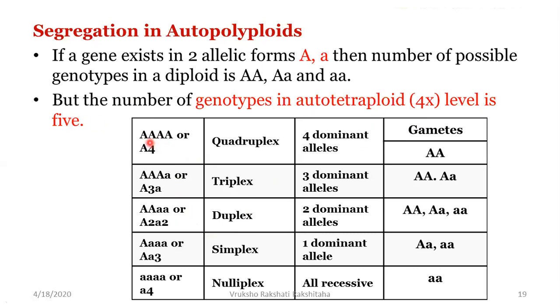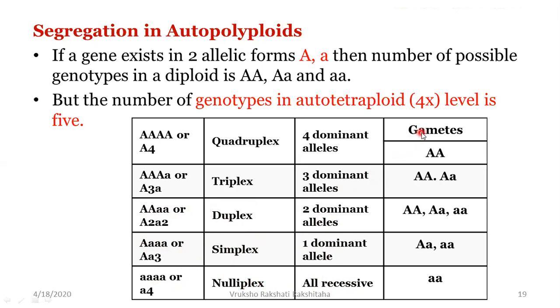You can see capital A, capital A, capital A, capital A. There are four dominant alleles, and when four dominant alleles are present, it is called quadruplex. Then there are three capital A's and one small a. It is called triplex, having three dominant alleles. If it has two capital A and two small a, it is called duplex, with two dominant alleles. Now there is only one capital A and three small a. It is called simplex, with only one dominant allele. And if there is no capital A at all, and all four are small a, that is, there is no dominant allele and all are recessive, it is called nulliplex.